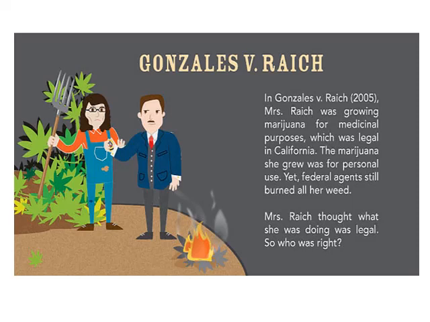Now let's look at a case called Gonzalez v. Raich. In Gonzalez v. Raich of 2005, Ms. Raich was growing marijuana for medicinal purposes, which was totally legal in the state of California as long as you had a medical marijuana card. The marijuana she grew was for personal use, but federal agencies burned all of her weed. Ms. Raich thought that what the federal government was doing was illegal, so she took it to court. Is she right? Well, let's see what the court said.